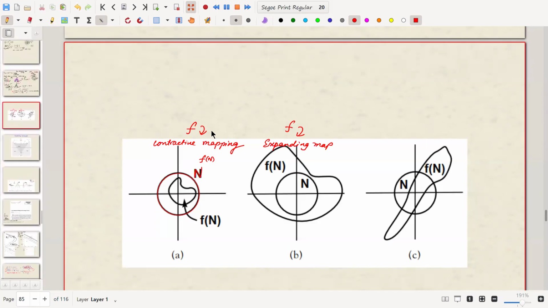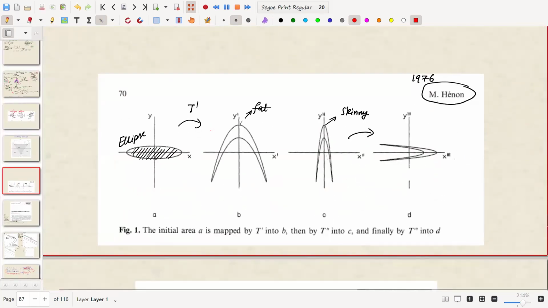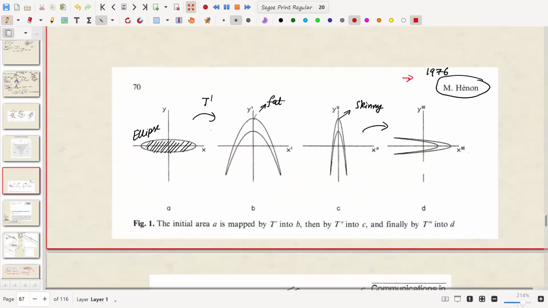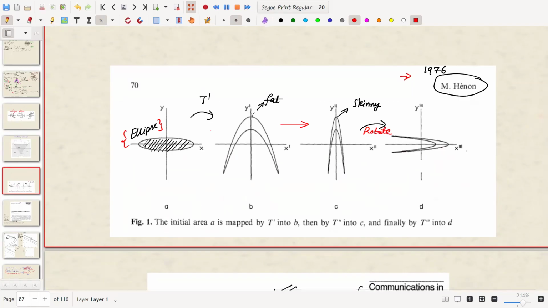Then I showed you some figures from the paper by Henon in 1976. He found that when you take this ellipse structure here and apply the map T prime, you get this structure which I showed. Then this is fat, so you make it more skinny. Then you rotate it, and that's how you get the Henon attractor.